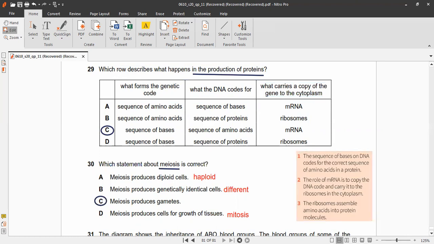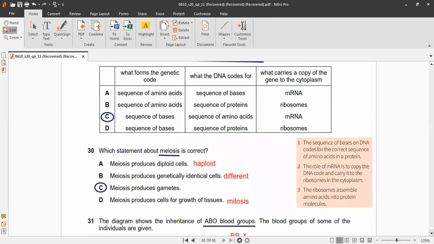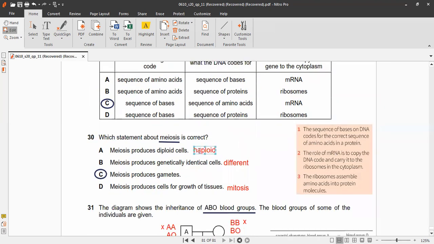Which statement about meiosis is correct? Meiosis produces gametes, yes, but produces haploid cells, not diploid cells, and produces genetically different cells, not identical cells. Identical cells is for mitosis, and produce cells for growth of tissue, no, that is mitosis. So the correct answer is C.